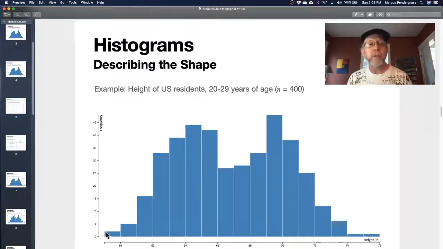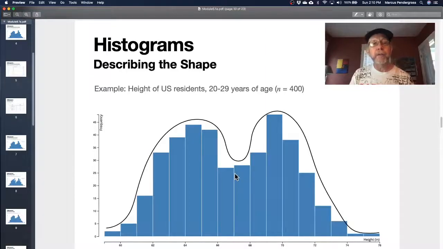Here, if you think about the shape of this distribution, one of the things that pops out is that it's got two major peaks. One here located around 64 inches and another located around 70 inches. If we draw a curve that sort of envelopes the histogram, that gives us a more stable indication of what the shape of the histogram really is. So here you see a curve that captures that overall shape.